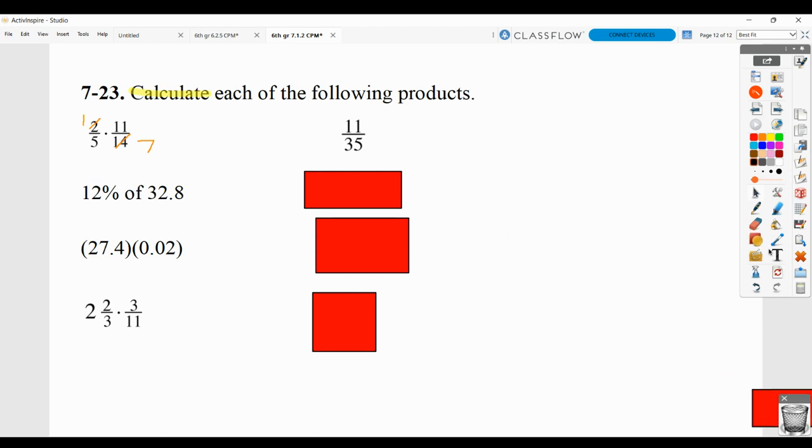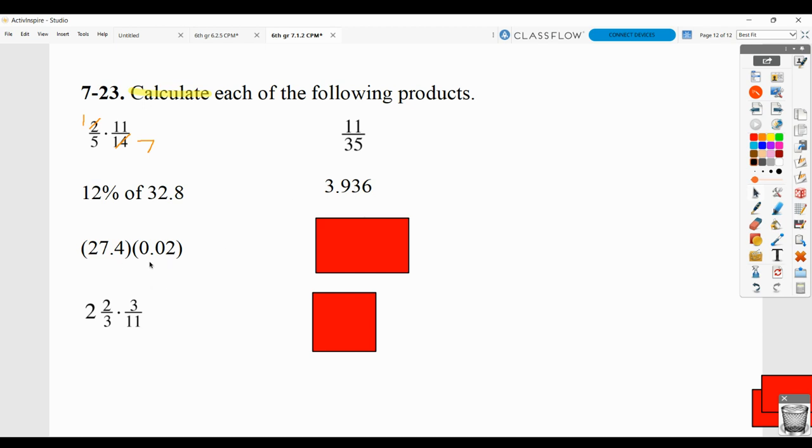Here, I would probably change my 12% to a decimal, 0.12, 12 hundredths times 32 and 8 tenths. Again, make sure that you show that you multiplied your decimal times your decimal and show the work in steps for that. Final answer would need 3 decimal places because you'll have 2 from the decimal here, 1 from here. So 3 and 936 thousandths.